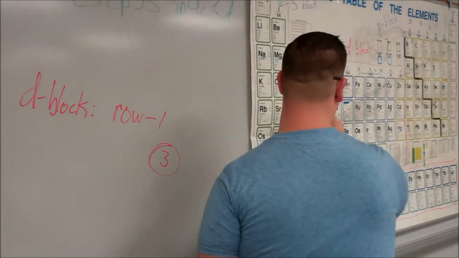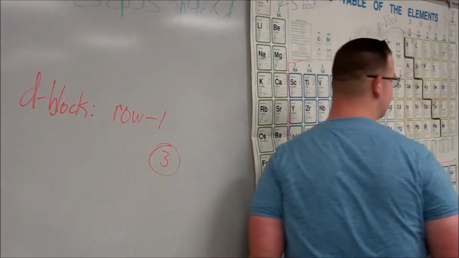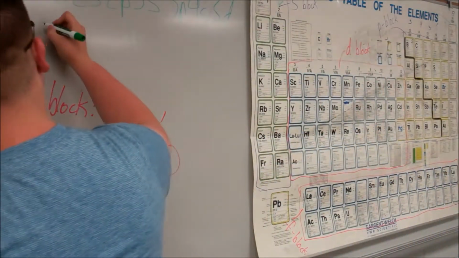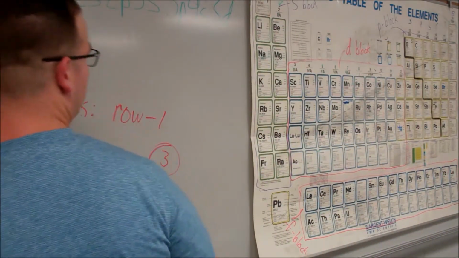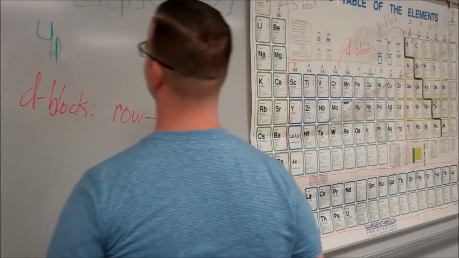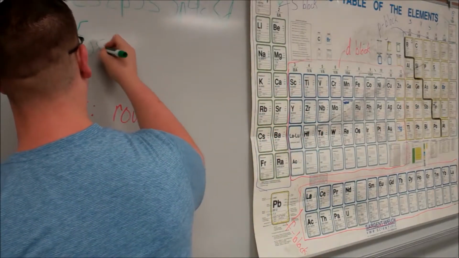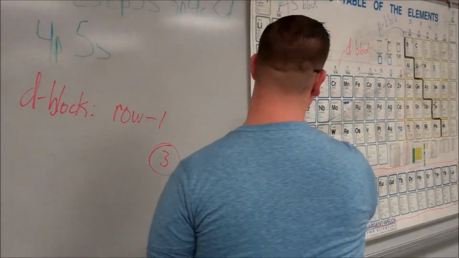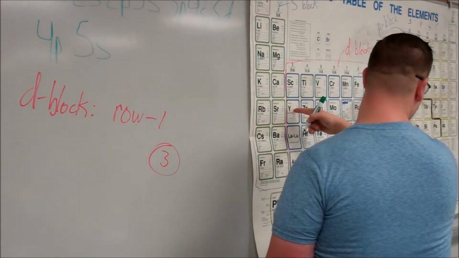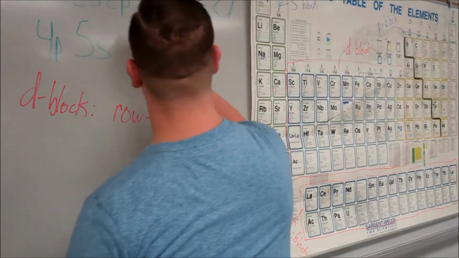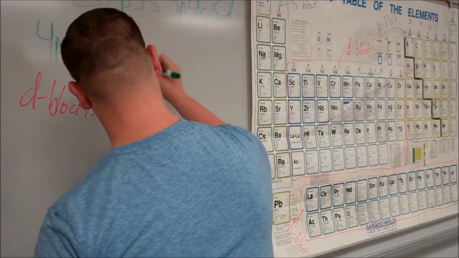Alright, then we go back through the D's, back to the P's. So, 4P. You come back, 5th row, 5S. You go through 5S, you get to what? 4D. Why is it 4? Because you subtract the row number by 1.